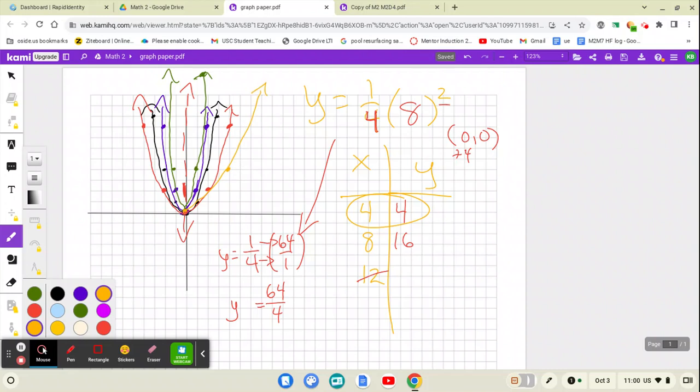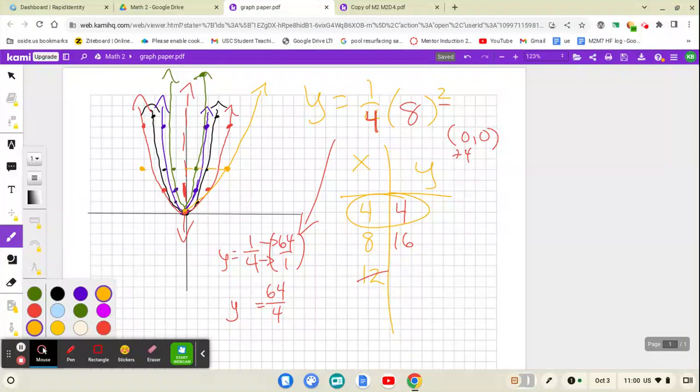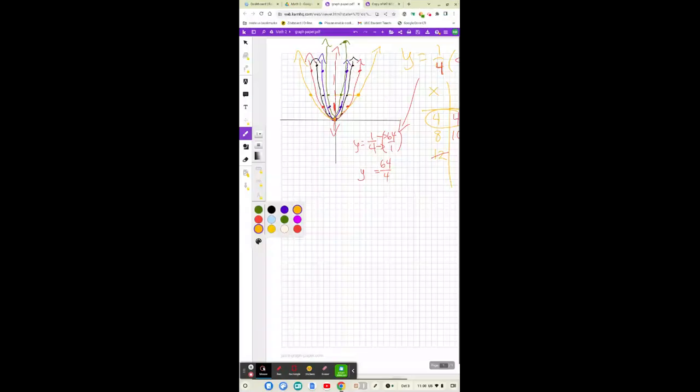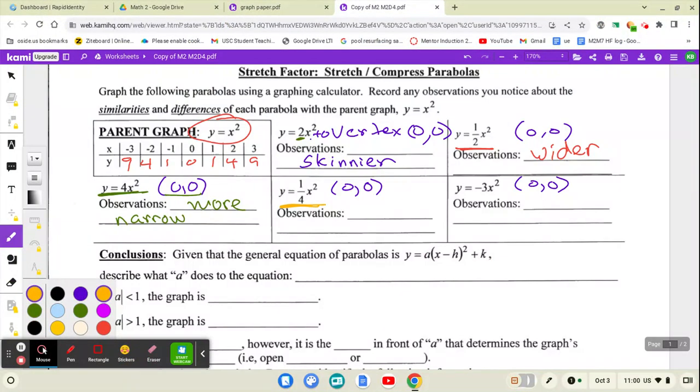And then again, using the line of symmetry, I've got 1, 2, 3, 4 units away is where this point is. So I'm going to go 1, 2, 3, 4 units away on the left side. And this guy, turn back. This guy is much wider. So let's go to my observation. Sorry if I'm making you dizzy. So my observation is it's much wider.